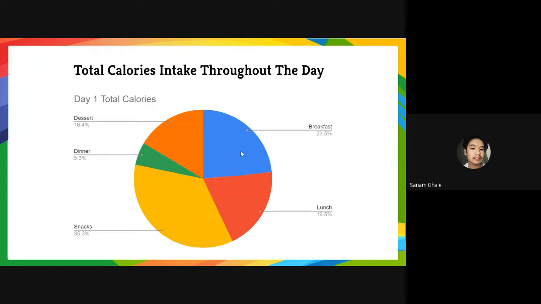And in this chart, we can see that in breakfast, we had 23.5%. In lunch, we had 19.5%. In snacks, we had the maximum with 35.3%. And in dinner, with 5.3%. And in dessert, with 16.4%. Thank you.